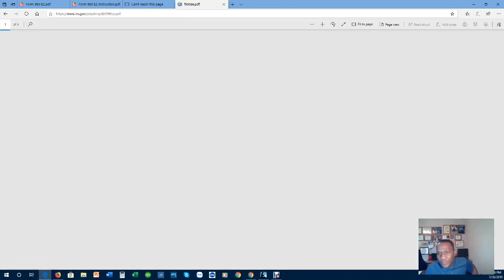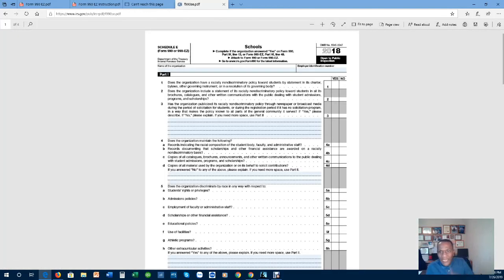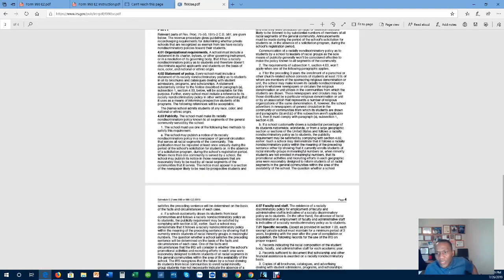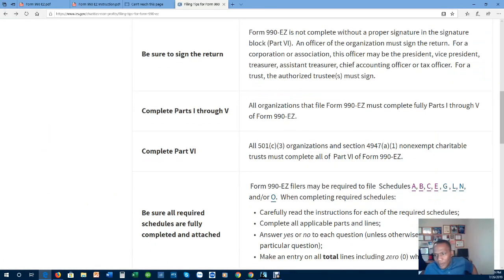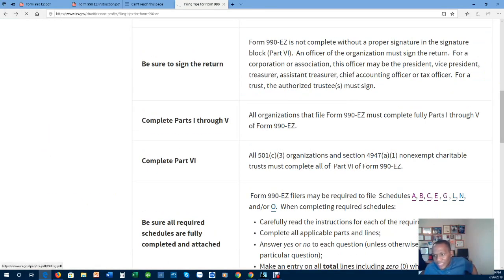And then for Schedule E, Schedule E again is for Form 990 or 990-EZ. It must be completed if the organization answered yes on Form 990, Part IV, line 13, or Form 990-EZ, Part V, line 48. You must complete Schedule E. And then it's again straightforward, and you follow the instructions on the form. Okay, and then go to Schedule G.